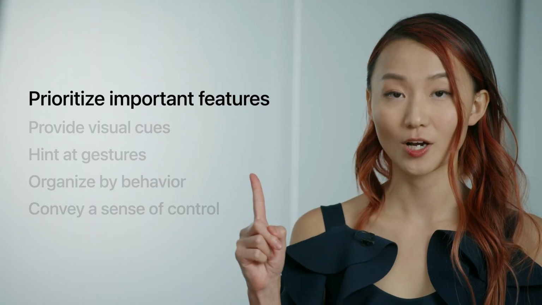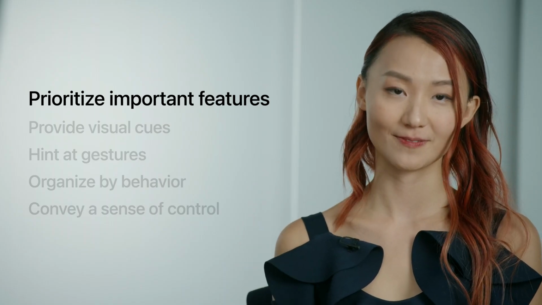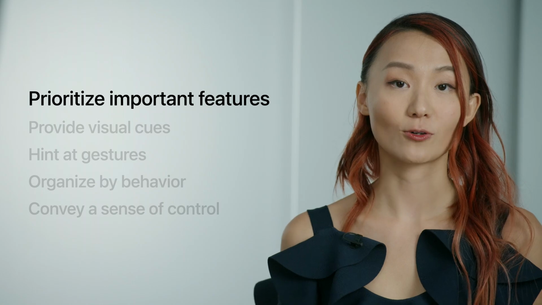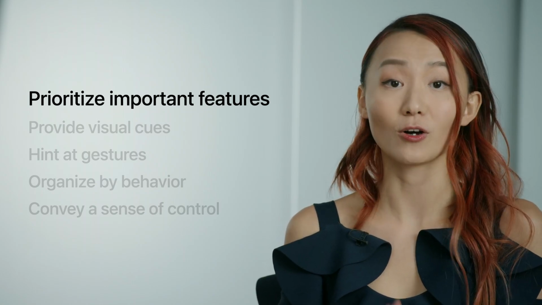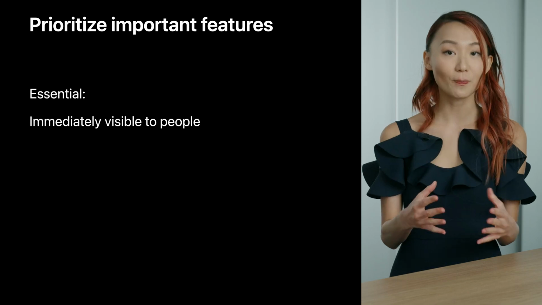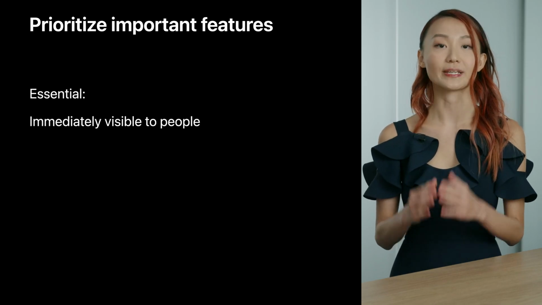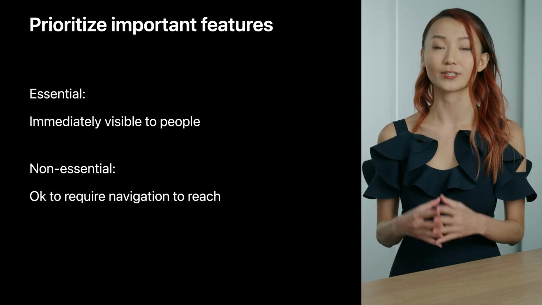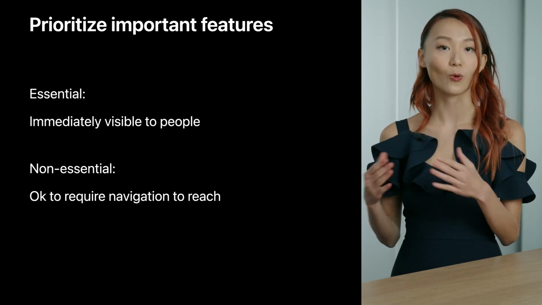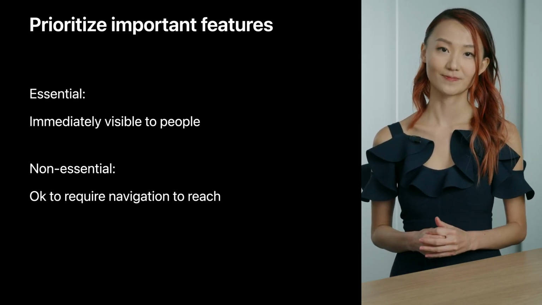So first, prioritize important features. Not all pixels are created equal, which is great because neither are all of our features. The essential parts of your app should be immediately visible to people. It's okay for the non-essential parts to require some navigation to reach.